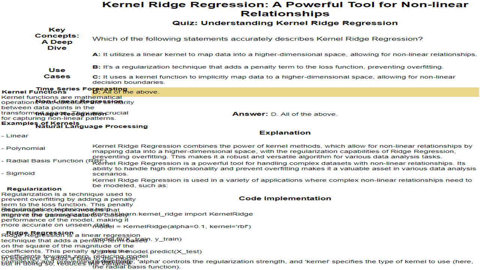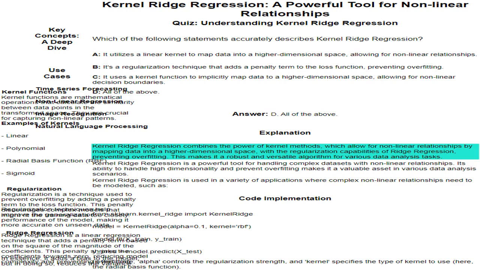These features combine to make kernel ridge regression a potent tool for various data analysis tasks. Kernel ridge regression combines the power of kernel methods, which allow for nonlinear relationships by mapping data into a higher dimensional space, with the regularization capabilities of ridge regression, preventing overfitting.